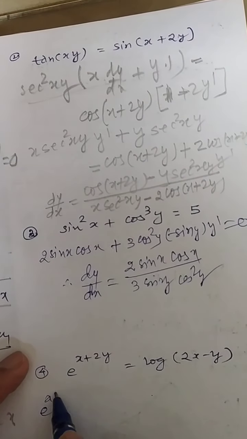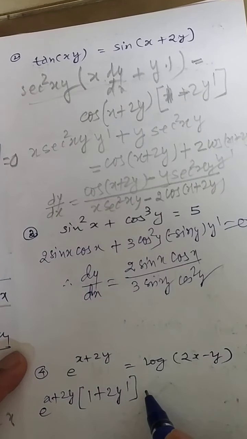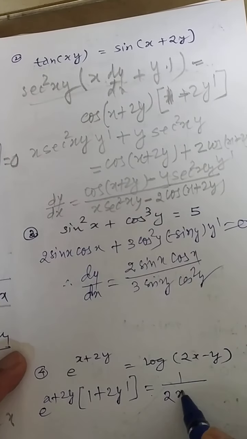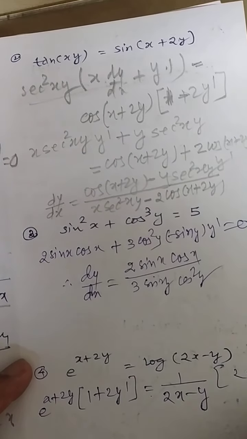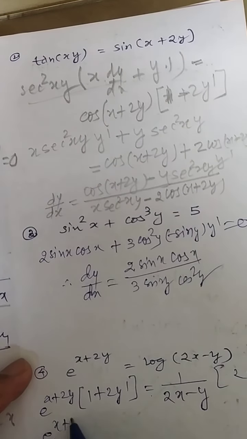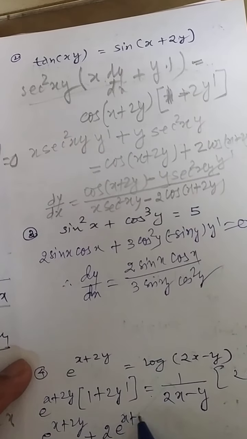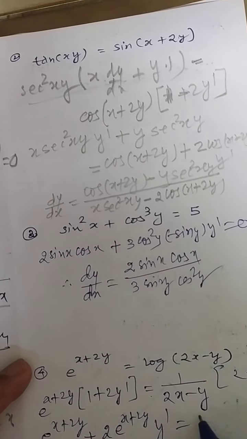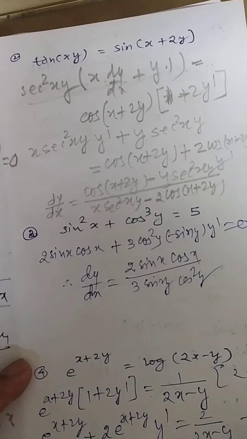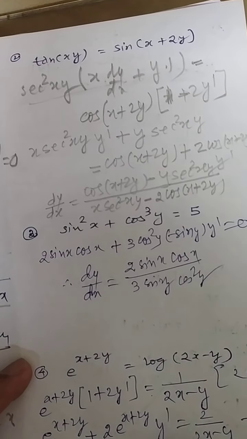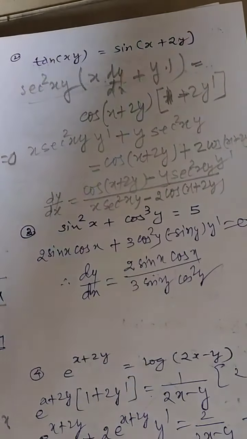So last question, e raised to power. It will be e raised to power x plus 2y into 1 plus 2 y dash. Over here log 1 upon 2x minus y into 2 minus y dash. Simplify: e raised to power x plus 2y plus 2 e raised to power x plus 2y y dash. It will be 2 upon 2x minus y dash upon 2x minus y. Bring this y dash term on the left hand side, simplify and get the answer.